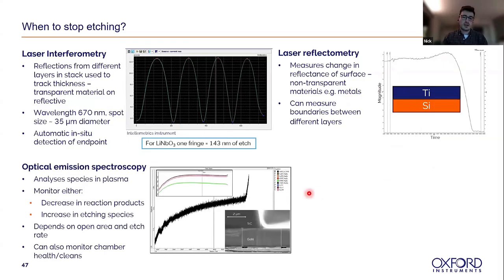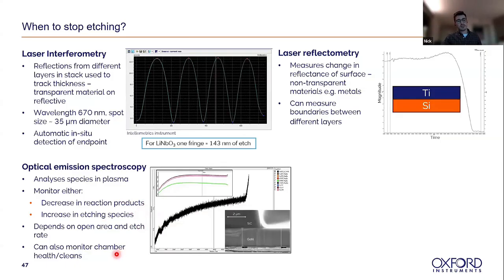Similar to ion beam etching, you can also use optical emission spectroscopy. So the same principles apply there. When you start to see no more species from the material you're etching, or you start to see species from the material underneath the material you're etching, you know that you need to stop the etching there. So you're either monitoring a decrease in your reaction products or an increase in the etching species you're seeing.